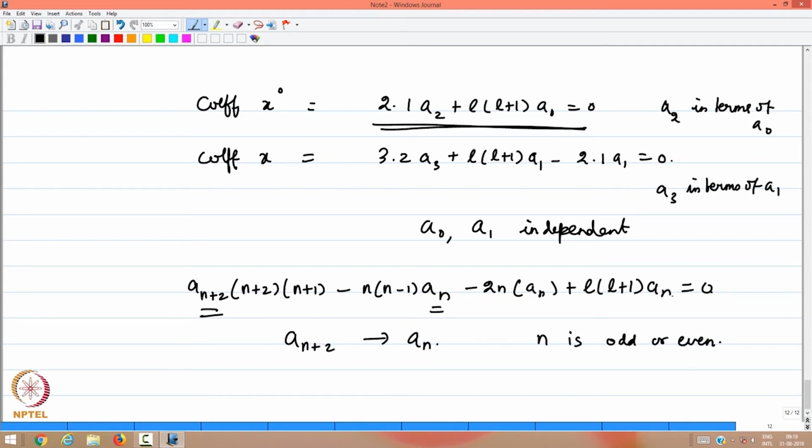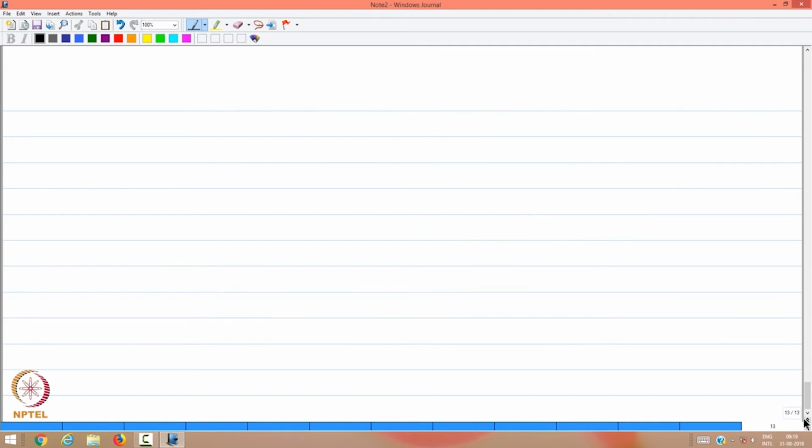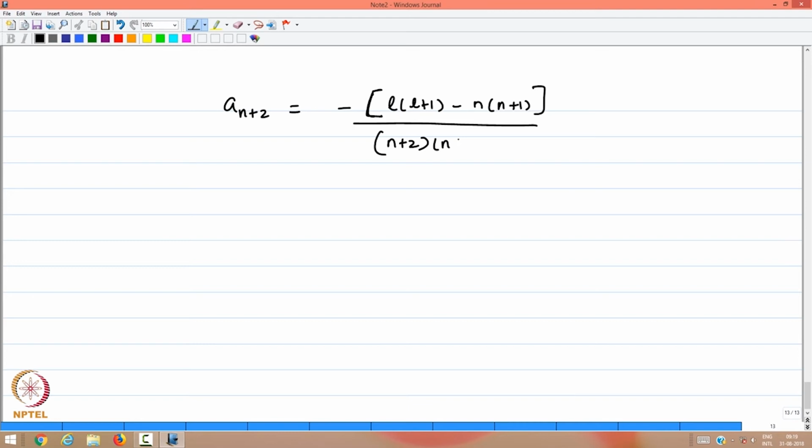So, the lowest is n is 0, the next one is a 1, except these two, everything else is in terms of those two, and the solution therefore is a n plus 2 for the coefficient is minus L into L plus 1 minus n into n plus 1 divided by n plus 2 into n plus 1 times a n. You can see immediately why in Legendre equation L was chosen to be an integer, because n is an integer. Therefore, this series truncates at some value of n.